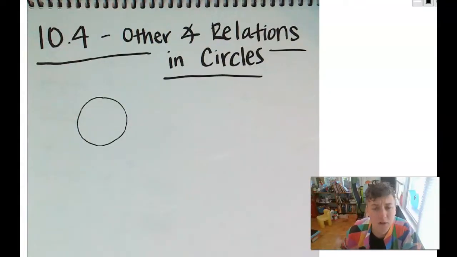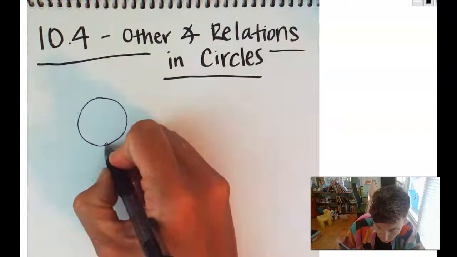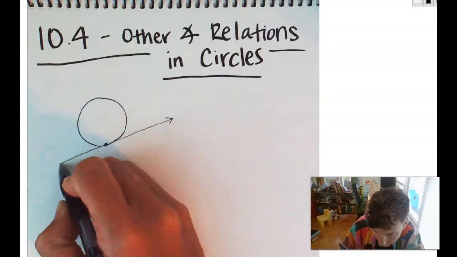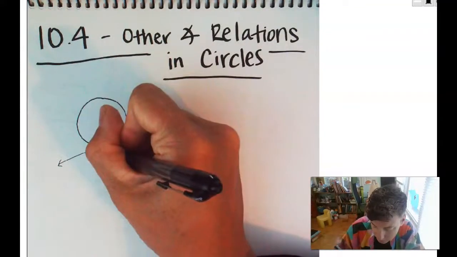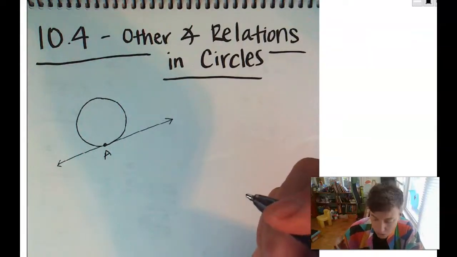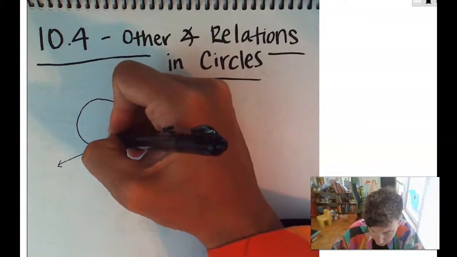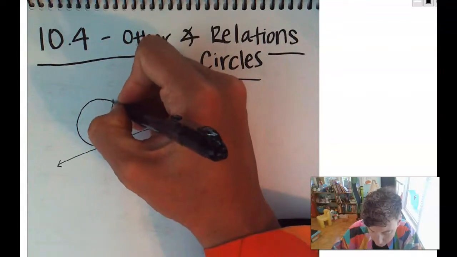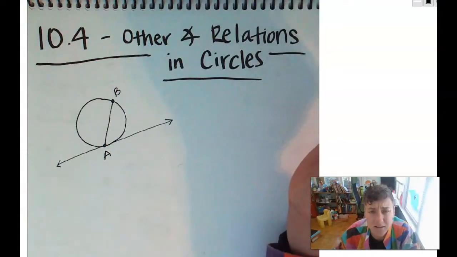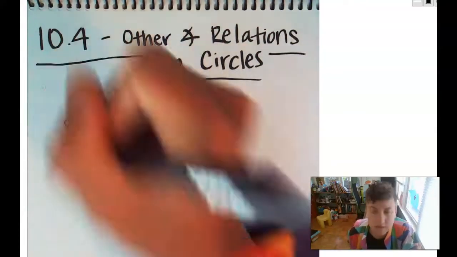Excellent. And then we're going to draw a line tangent to the circle, meaning it only intersects the circle at one place. Let's call that point of intersection A. And then let's draw a chord from A to the other side of the circle. Anywhere would do. Let's call that point of intersection B. And let's give ourselves one more point over here, C.